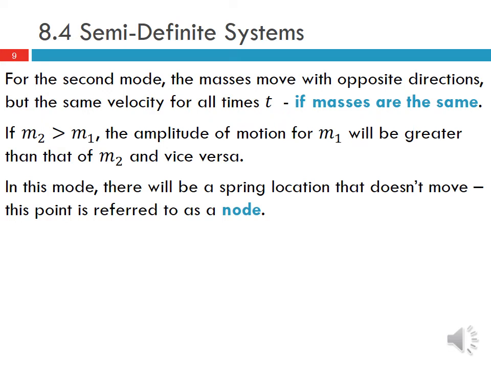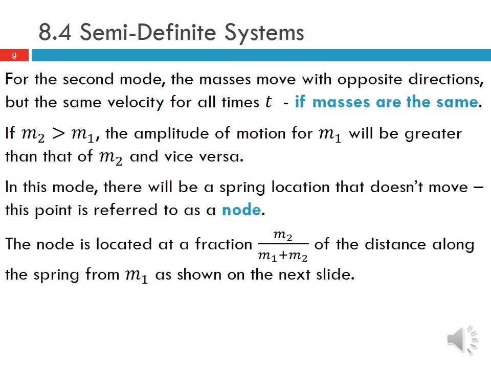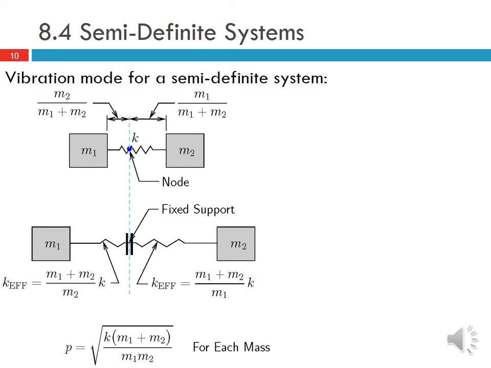In this mode, there will be a spring location that doesn't move, and this point is referred to as a node. The node is located at a fraction, m2 over m1 plus m2, of the distance along the spring from m1, as shown on the next slide. So this is the vibration mode for the semi-definite system. As it's vibrating, there's a point on the spring that actually does not move. So this is a node, and it can be treated as a fixed support.